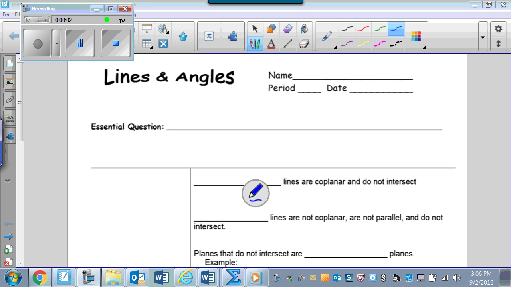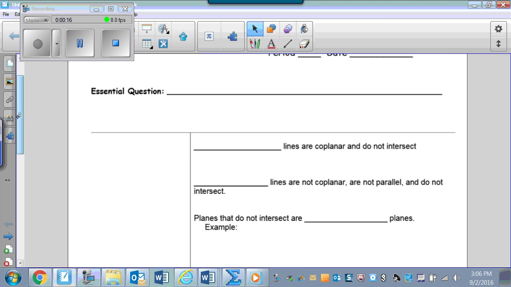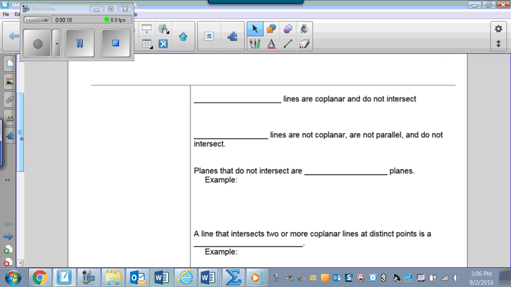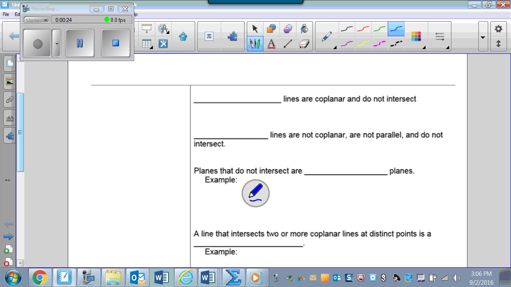Today we're starting a new unit, Unit 3, on parallel and perpendicular lines, and our first lesson is going to be on lines and angles. So what I want you to do is take your notes here, and then perhaps after you've taken your notes, come back and write your essential question. So first, as almost always, let's start off with some vocabulary.